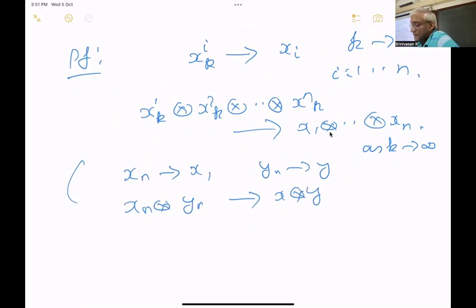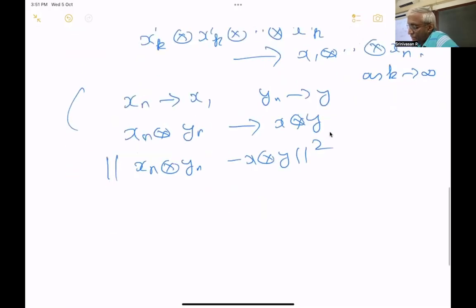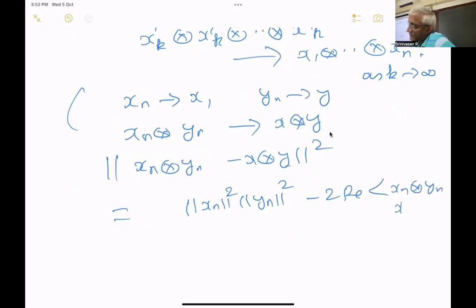Okay. So what does this mean? This just means the norm square of xn tensor yn minus x tensor y. You want to compute this. If you compute it, this is going to be norm xn times norm yn, I think there will be a square. This will be the inner product of this with this, the inner product of this with this, then the cross inner product will be there. Minus 2 real part of the inner product of xn tensor yn with x tensor y. We have already expanded this inner product into norm of x square times norm of y square, right? This is what it will be.